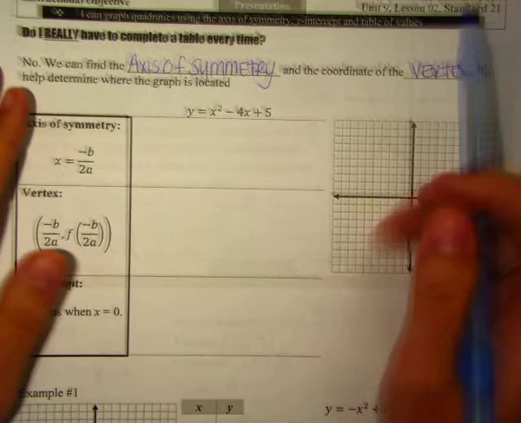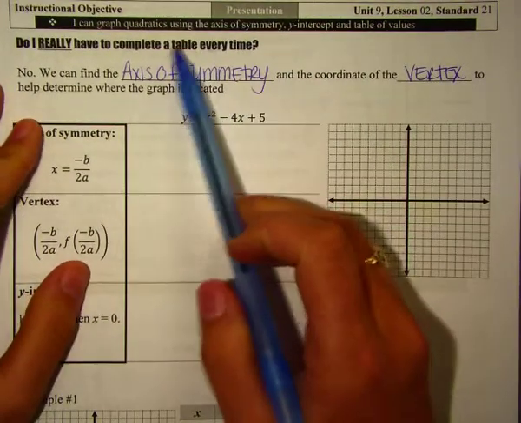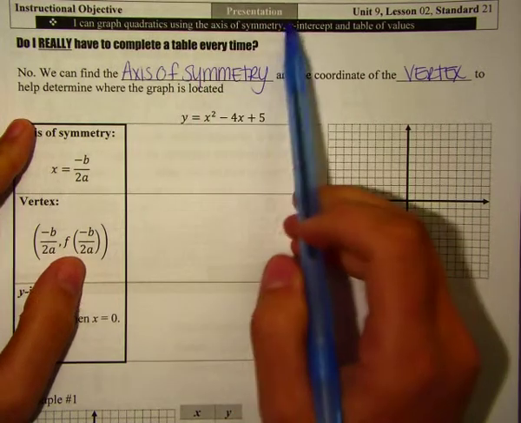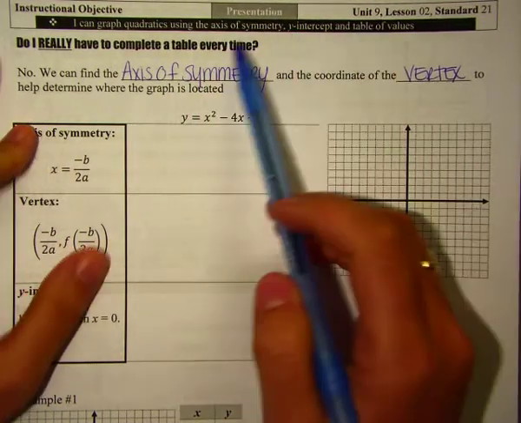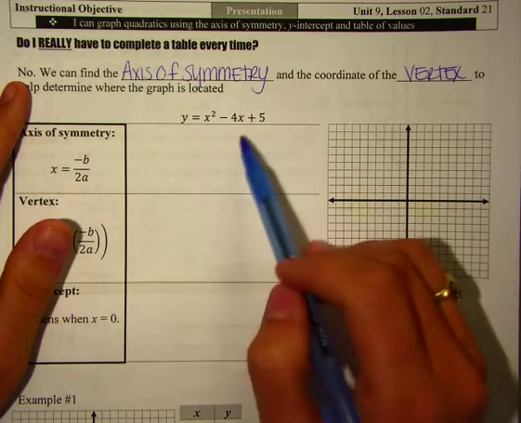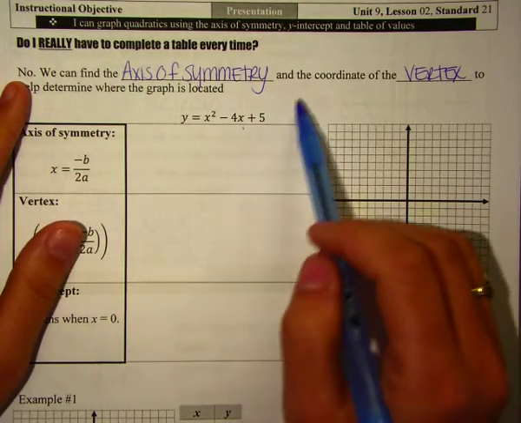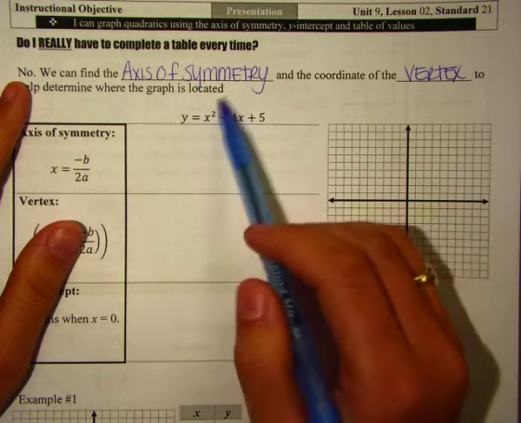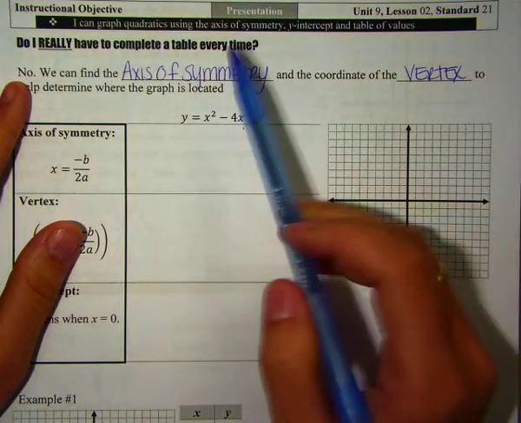All right, this is lesson 9.2, where we're going to graph parabolas using the axis of symmetry, y-intercept, and a table of values. Last lesson, we graphed a quadratic like this, except we used an entire table of values. Today, we're going to have a little bit more direction.